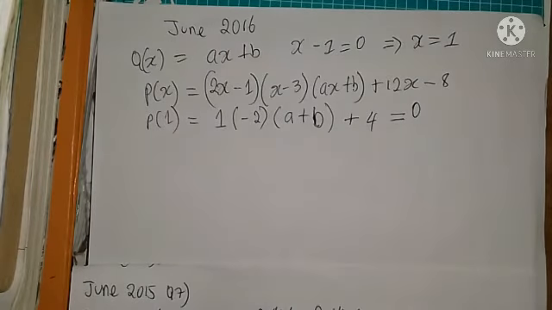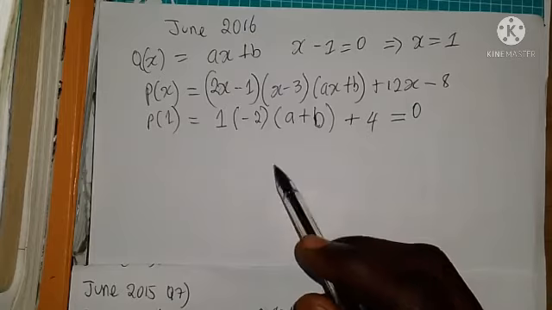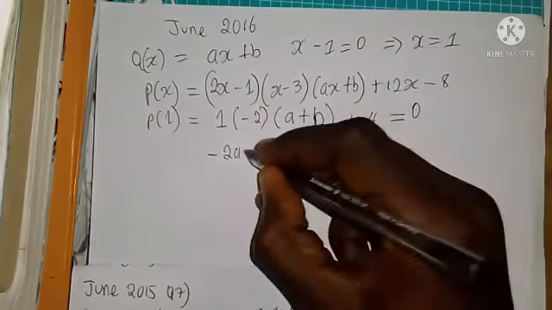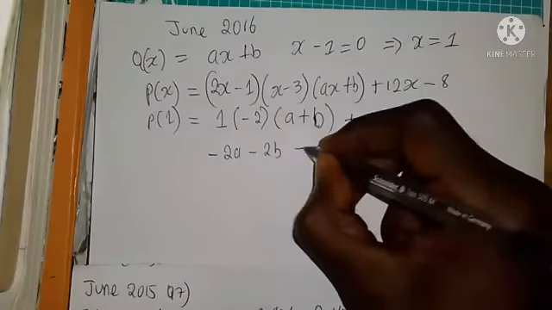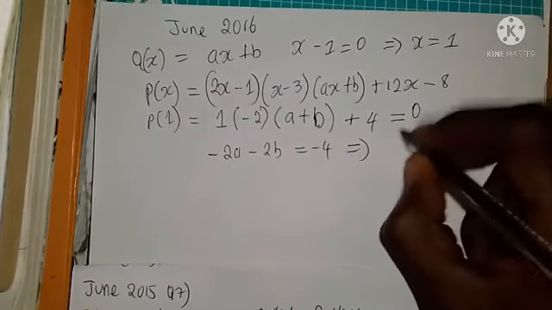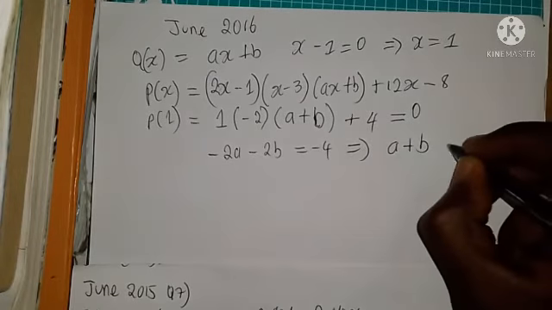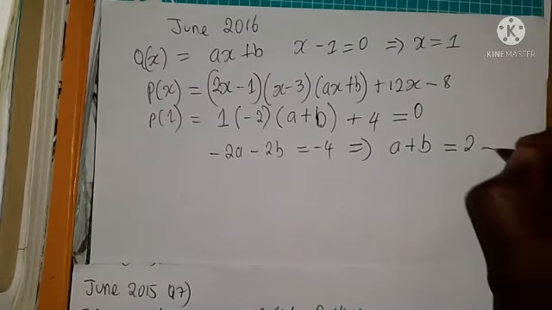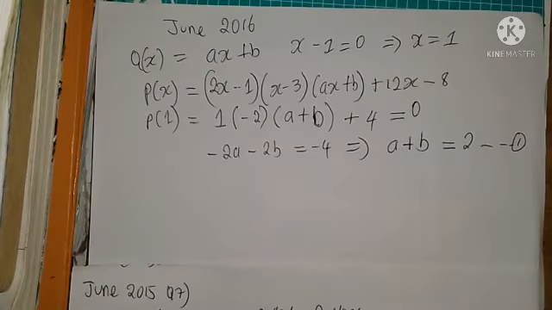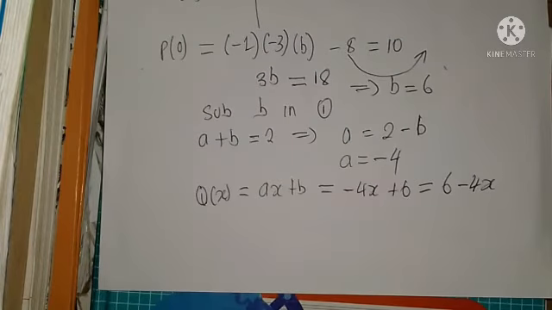So with all this, we're going to have minus 2a minus 2b is equal to minus 4. This implies that a plus b is going to be equal to 2. This is my first equation. So substituting the values of p of 0, we're going to have negative 1 times negative 3 times b minus 8 equal to 0. Sending negative 8 to the other side gives us a positive value. So 3b is going to be equal to 18, and that implies that b is equal to 6.